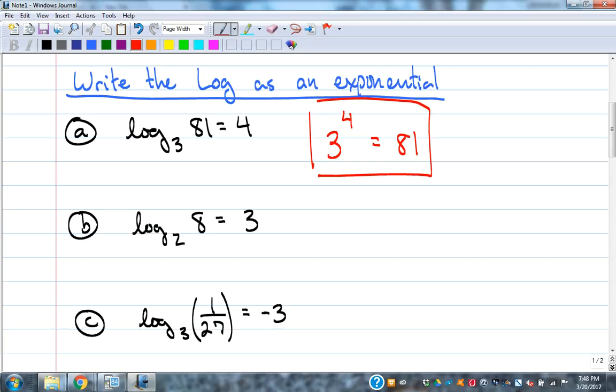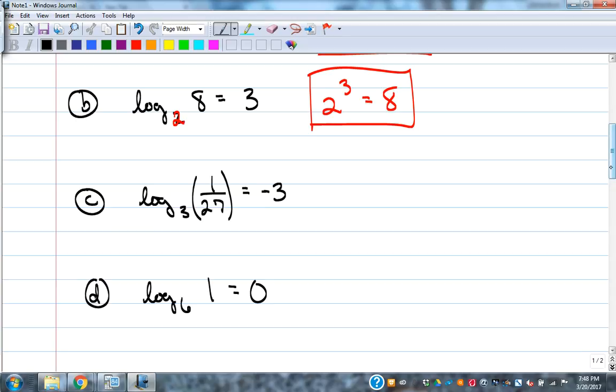So example B, we have log base 2 of 8 is equal to 3. What would that one be? Well, that's supposed to be a 2. Sorry, my handwriting's not real great. But 2 to the 3rd is equal to 8. Example C. Good job. That's it.